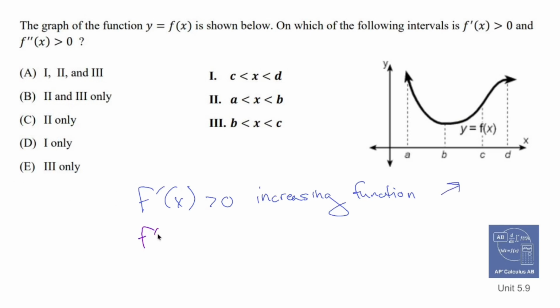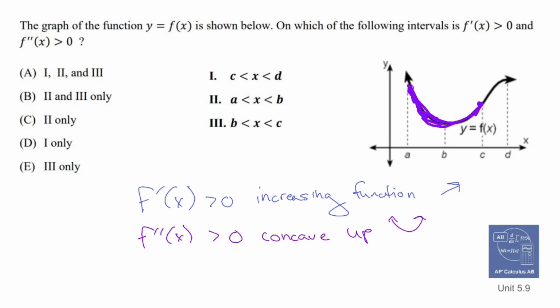If f double prime is greater than 0, that implies that it's concave up. So I need both. I need a part that's both concave up and increasing. I think the easiest thing to do first is maybe find the concave up part, and that appears to be happening between A and C, so you are concave up right here in that nice big purple line.